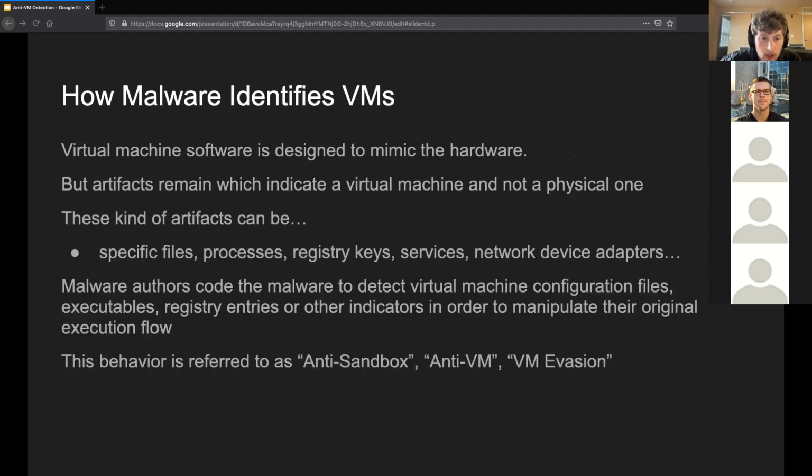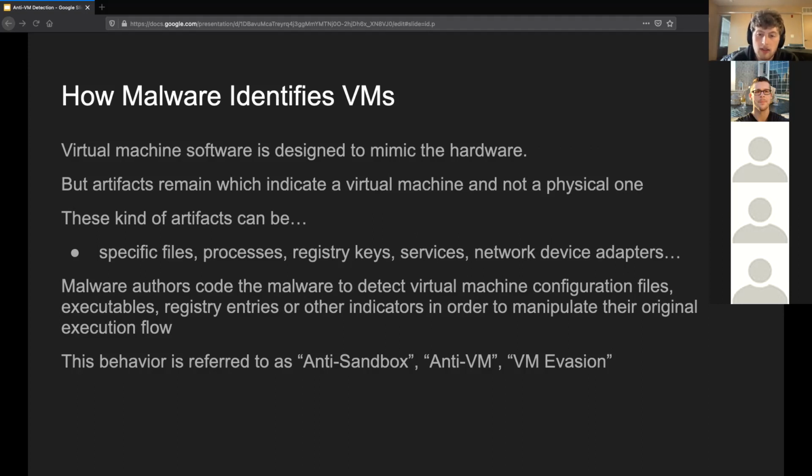So we'll go on to the next slide. Some of the ways that malware identifies VMs. A virtual machine is just software that's trying to mimic how things are interacting at a hardware level. It's trying to act as if it's real hardware. But when you do that, some artifacts remain, and they're going to indicate that what's happening is on a virtual machine and not a physical one.